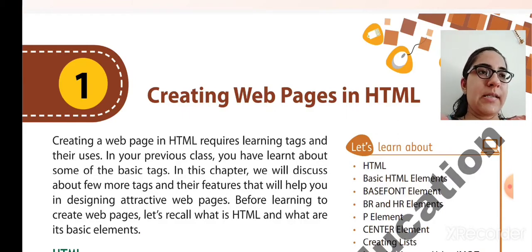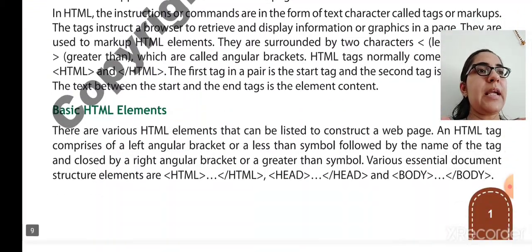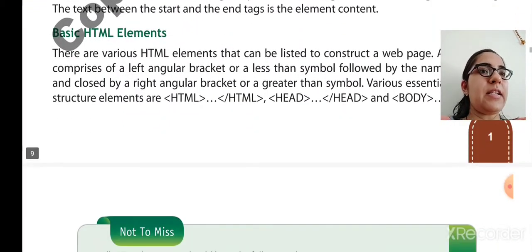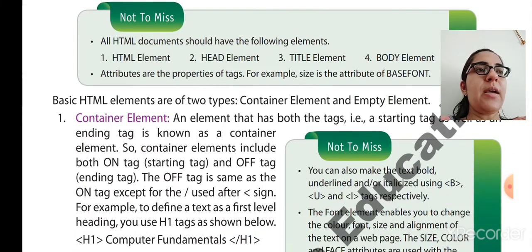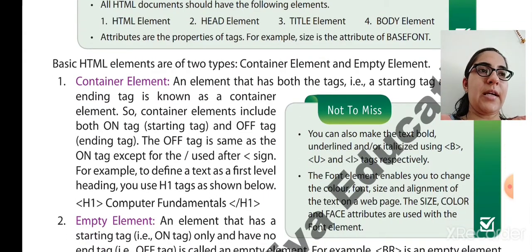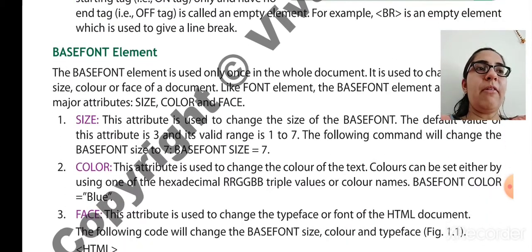In the previous class, we were studying chapter number 1, that is creating web pages in HTML. Today we will move further in this chapter only. In the previous class, we studied the introduction to HTML and the basic HTML elements like html, head and body. The basic HTML elements have two types: first is container element and second is empty element.